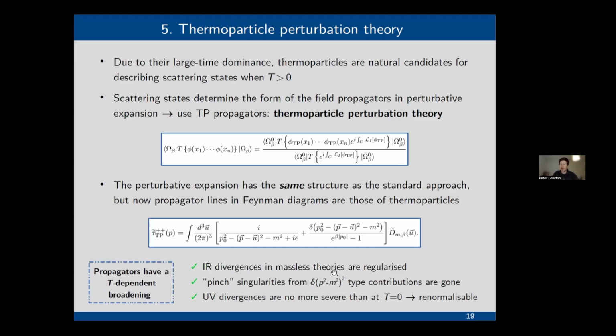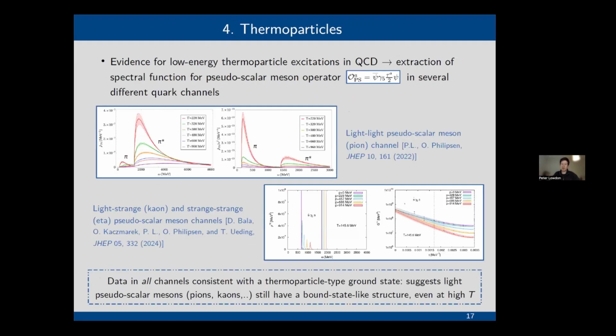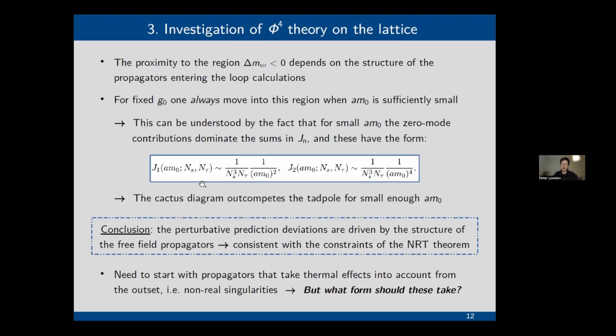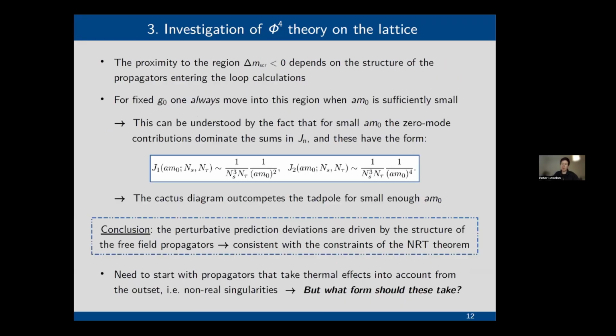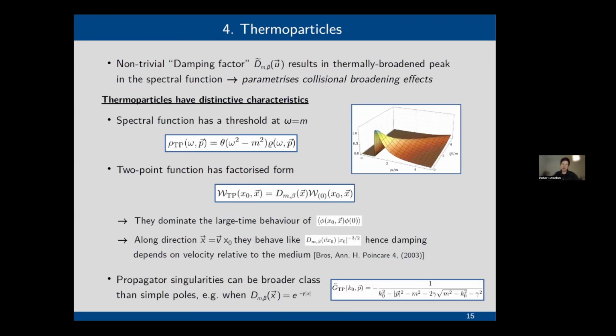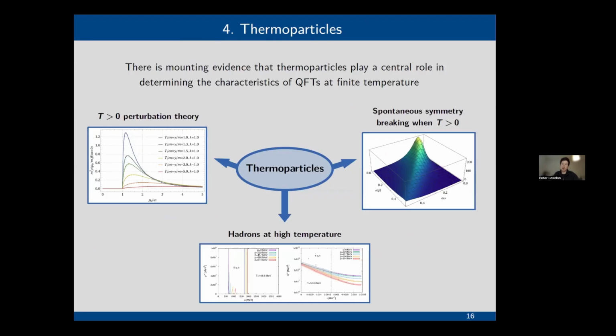It also tells you that in massless theories, IR divergences are regularized. When you have a broadening, you get an IR cutoff. That's very suggestive, because all of the problems, the deviations that you have here, are infrared driven. The free field propagator that you use diverges at zero momentum as the mass goes to zero. But as soon as you have these thermoparticle propagators, these divergences are never there, even for a massless theory. So you never need to do a resummation, because the diagrams are always finite, even in the massless case.